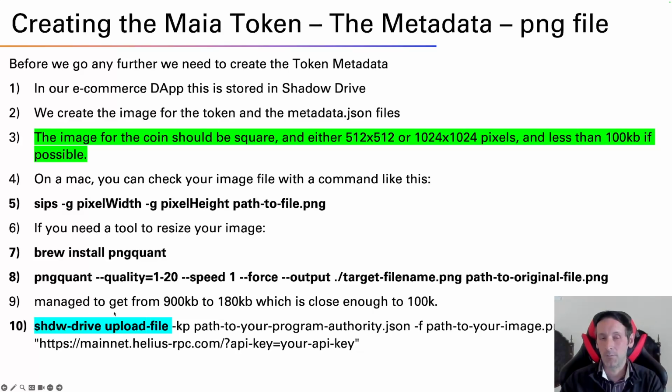In my case, as I say here in my comment, I managed to get from 900 kilobytes, which was roughly the image size that I had, to just about 180 kilobytes, which is close enough to 100K. Ideally you want it as small as possible, while maintaining the quality to the minimum level that you want. But in my example case, I couldn't get it below 180K. So I just went with that, and it worked.